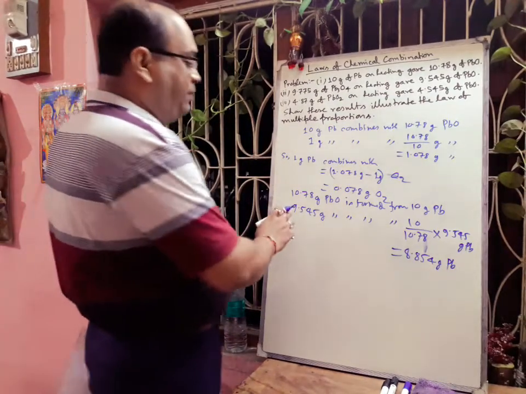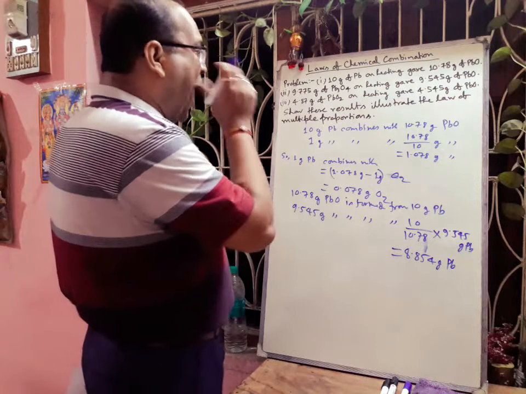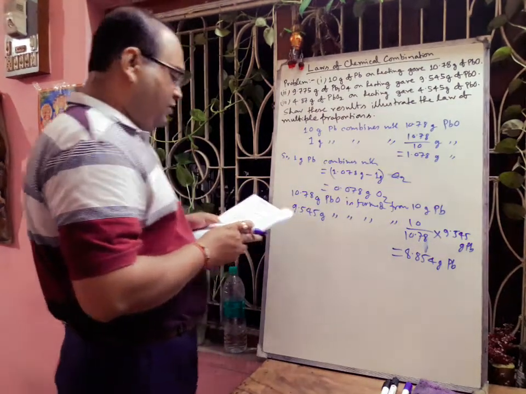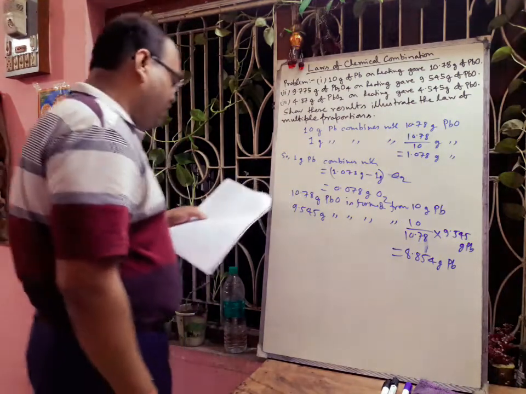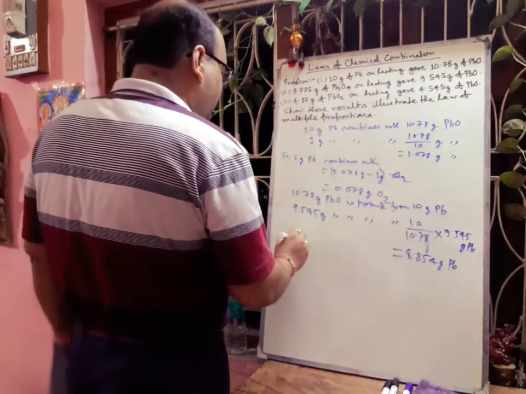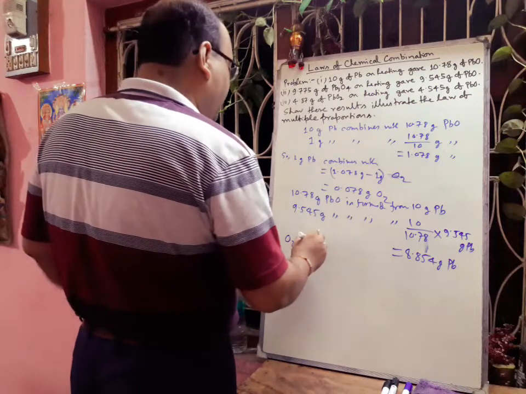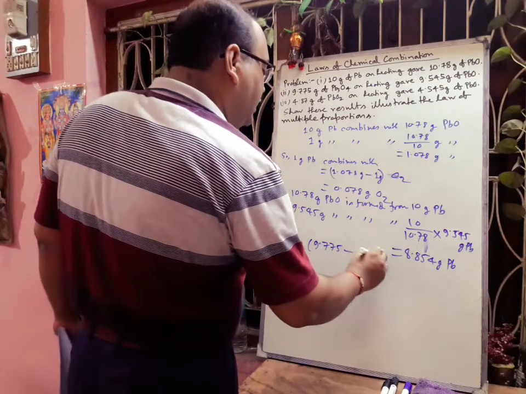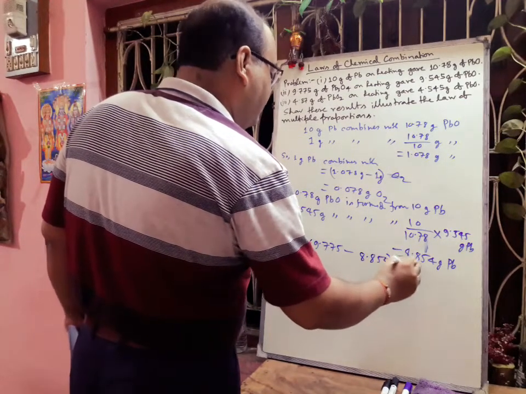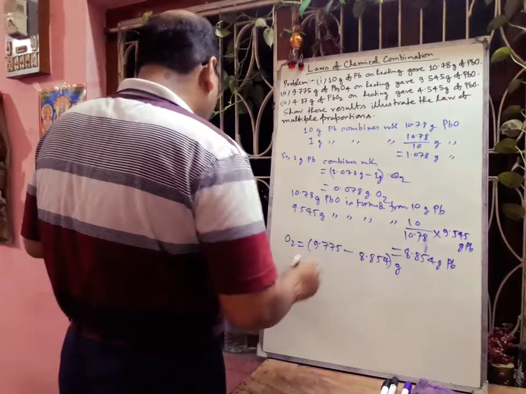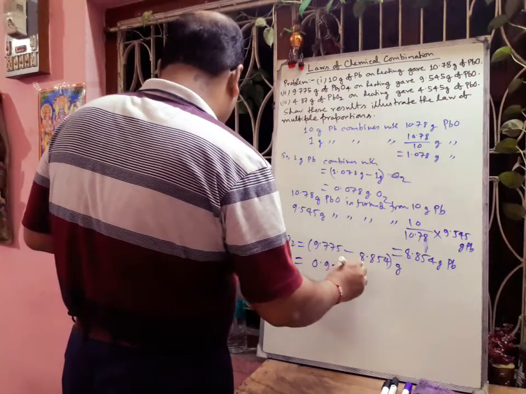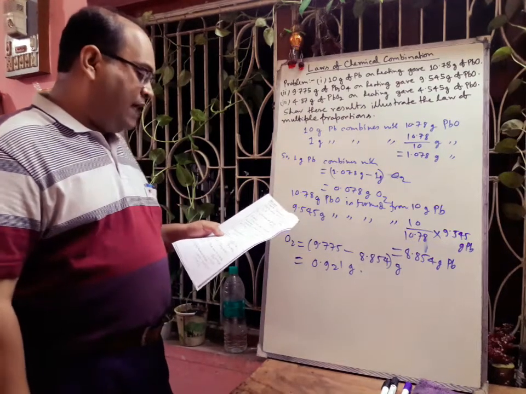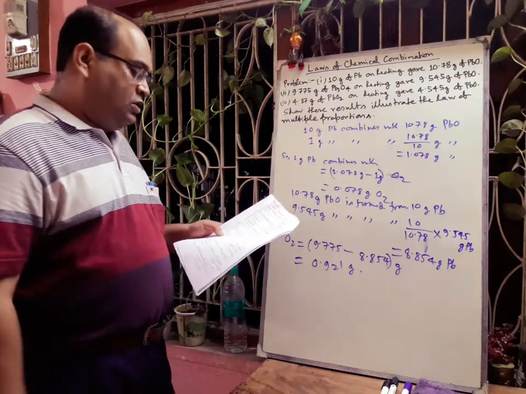So in 9.775 gram of Pb3O4, what will be the amount of oxygen, that we have to calculate. So the amount of oxygen will be 9.775 minus 8.854 gram, that will be equal to 0.921 gram. That will be the amount of oxygen.